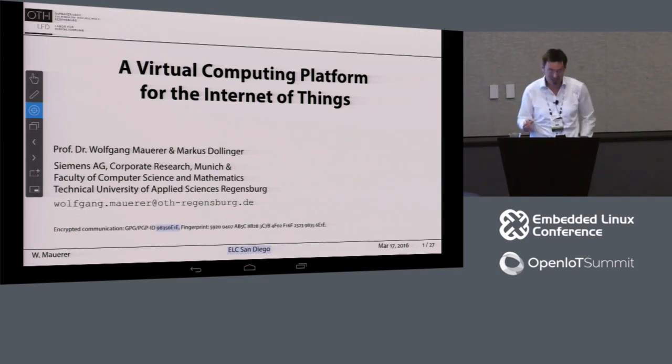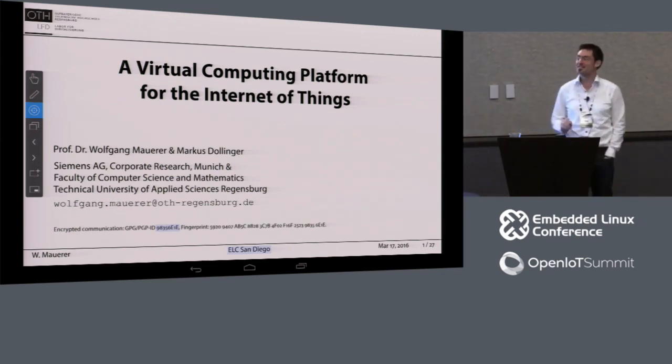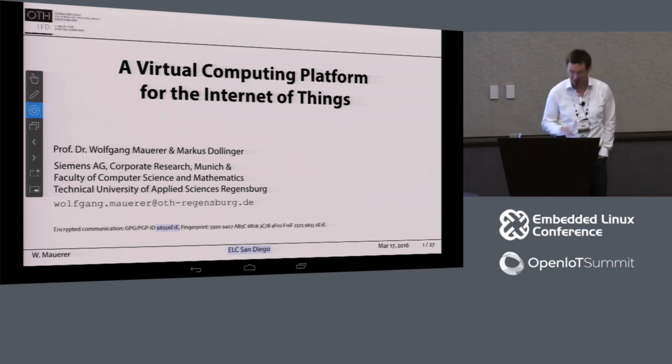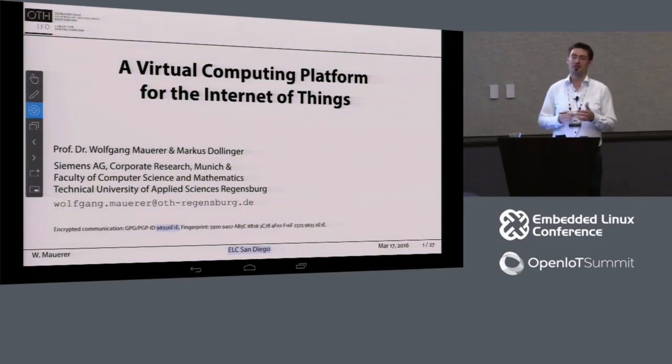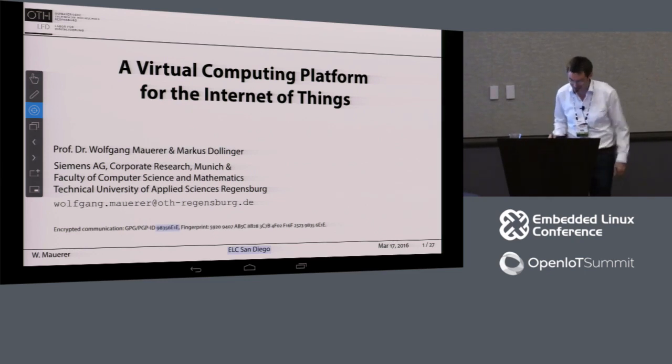But I decided I could use this opportunity to try something new for me and not use a laptop for giving my talk, which is about a virtual computing platform for the Internet of Things, but I'm using a tablet PC, because that's all modern and stuff, so I hope you don't mind being my victims in that experiment.